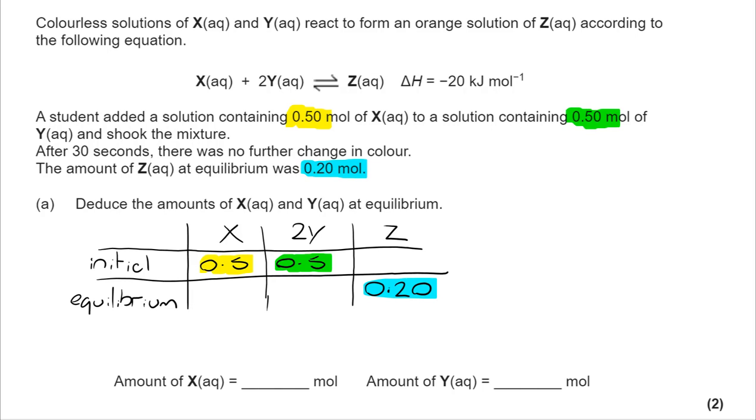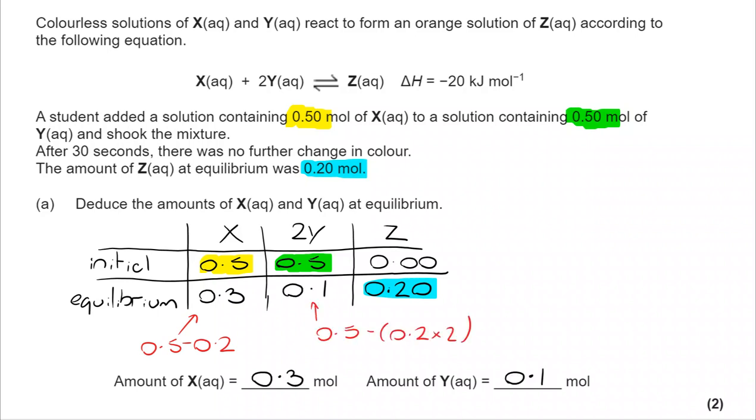Now, there are assumptions we can make here. We didn't start with any Z, so that becomes 0.00. For the rest of them, we've got to do a little bit of calculation. 1 mole of X makes 1 mole of Z. And that means that 0.2 moles of X would have been needed to make the 0.2 moles of Z. So I can then work out that if I started with 0.5 moles of X and I used 0.2, I have 0.3 left. In terms of the Y, it is slightly trickier because 2 moles of Y makes 1 mole of Z, which means I would need 0.4 moles of the Y to make the 0.2 moles of Z. So that goes down by 0.4 and we get a value of 0.1.